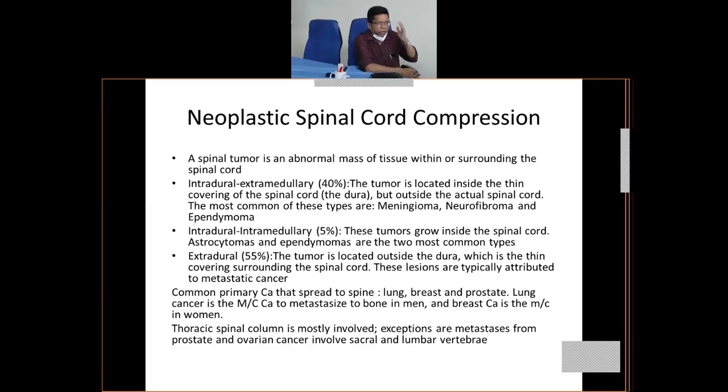As I have said, extradural tumors are mostly metastatic. The common primary cancers that spread to the spine are lung, breast, and prostate. Lung cancer is the most common carcinoma metastasizing to bone in men, and breast carcinoma is most common in women. And the thoracic spinal column is most commonly involved. There are some exceptions. In case of prostate, it mostly metastasizes to the sacrum. In case of ovarian, it mostly metastasizes to the lumbar vertebra. Otherwise, overall, the metastatic cancers most commonly involve the thoracic vertebra.